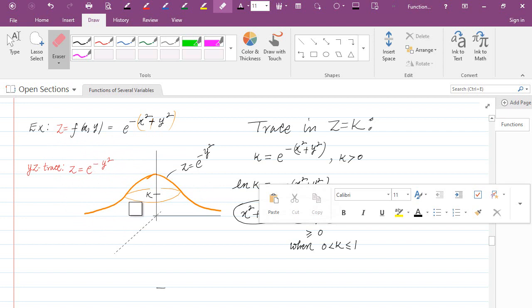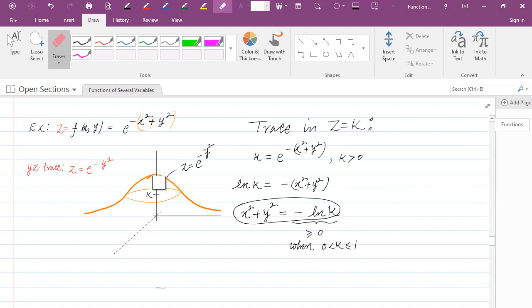Now let's look at the traces in the planes z equals k. So if z is k, then we get this expression is equal to k, and obviously k has to be positive because the exponential function here is always positive. Now if I take natural log on both sides, I get ln of k is equal to negative x squared plus y squared. So x squared plus y squared is equal to negative ln of k.